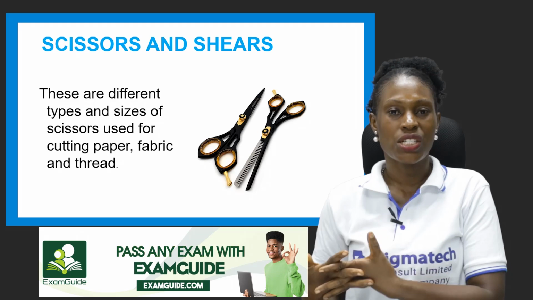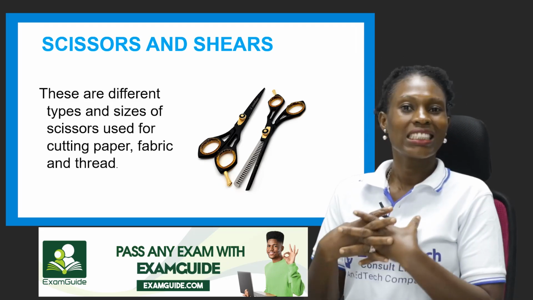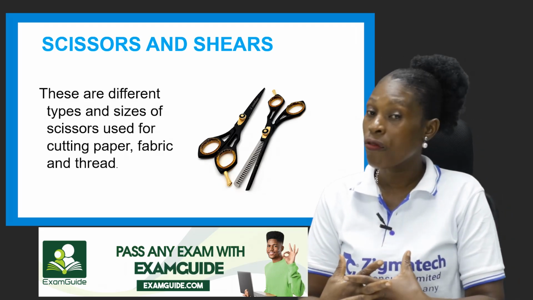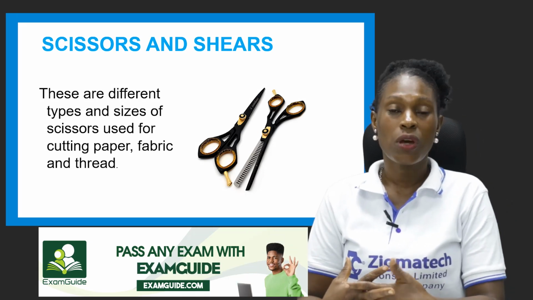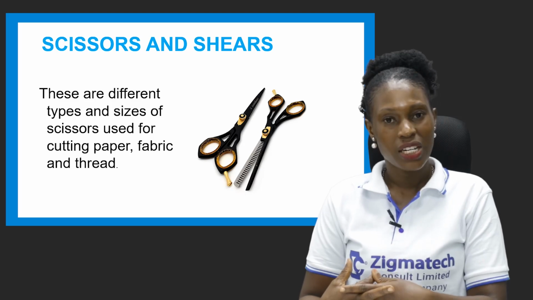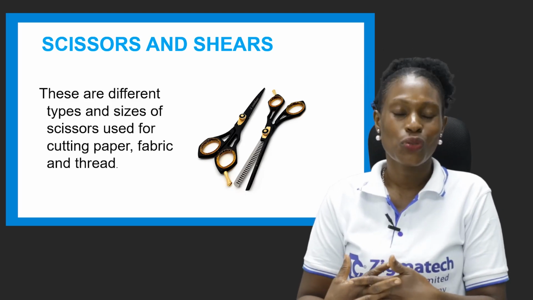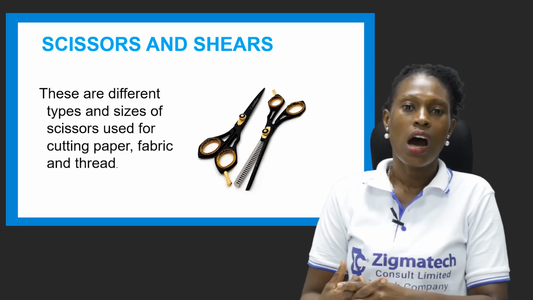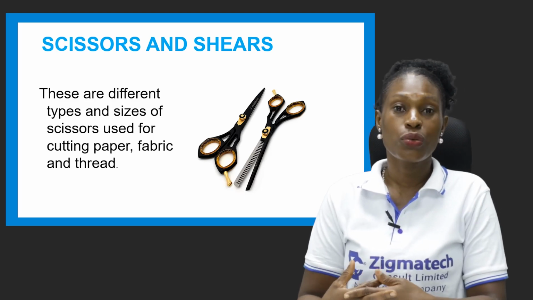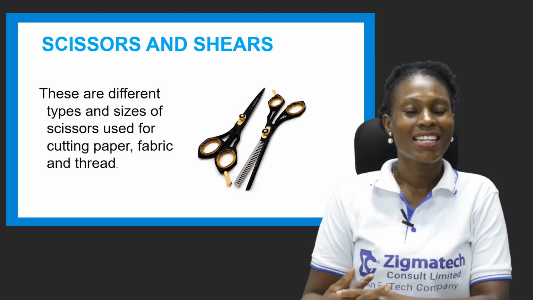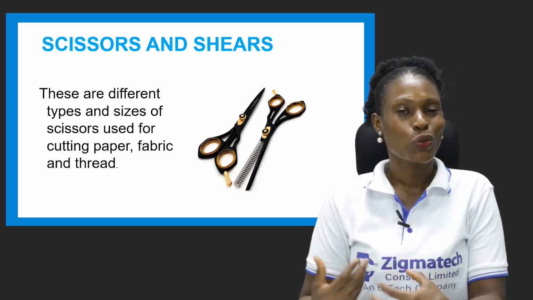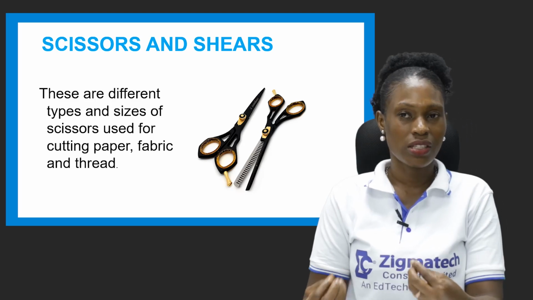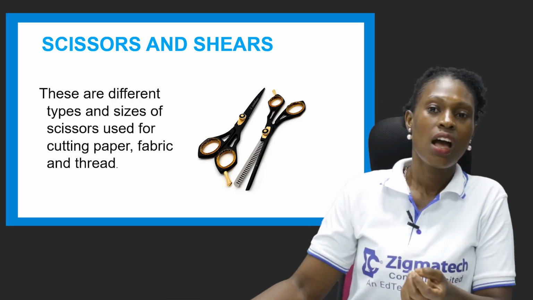As you cut, you see this design from the shears. Now there are different types of scissors and shears. Now they are used for cutting paper, fabric, and thread in the process of sewing. So this is one of the simple sewing tools and equipment you find in a tailor's shop, or you should have if you want to be doing some little sewing yourself.